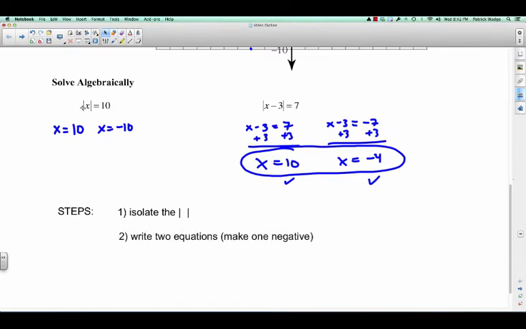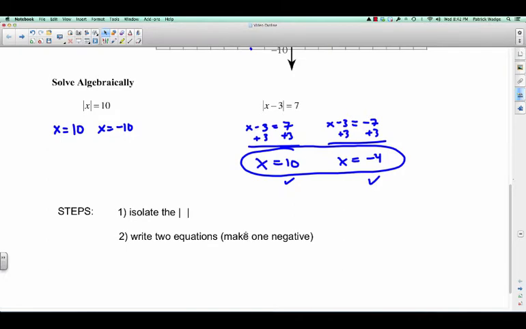So you see how for one equation here, we just kept it exactly the same, x equals 10. But in the second equation, we made it x equals negative 10. We made this bit over here negative. Same here. One equation was just x minus 3 equals 7. We made nothing different. We just ignored the absolute value signs. The other one, we kept this side the same, x minus 3, but we made it negative 7. So that's what I mean by make one negative.